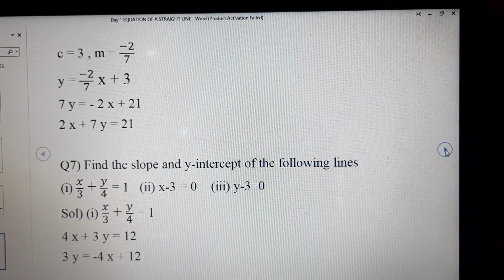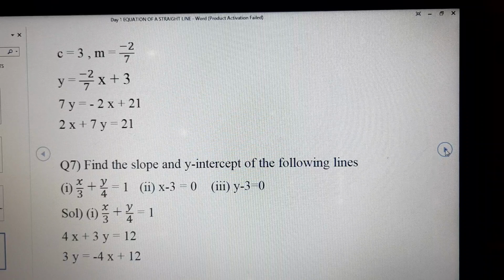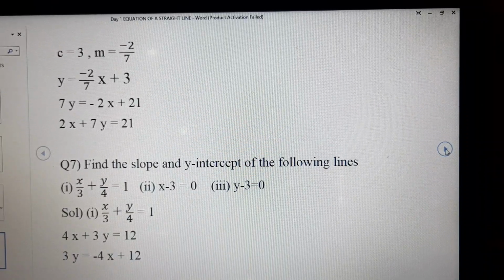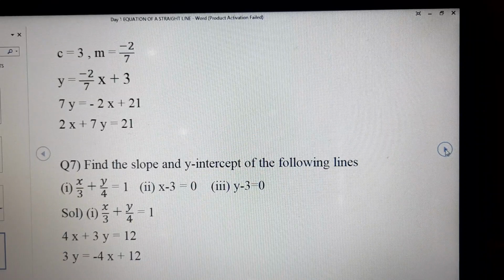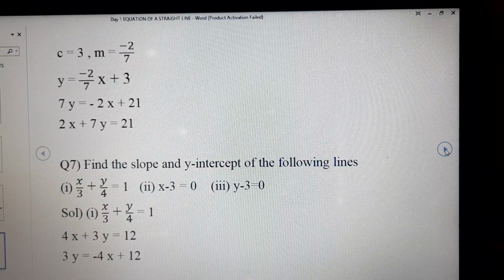So y is equal to minus 2 upon 7 x plus 3. We will take LCM, it becomes cross multiplication. So 7y is equal to minus 2x plus 21. Final equation becomes 2x plus 7y is equal to 21. Clear?